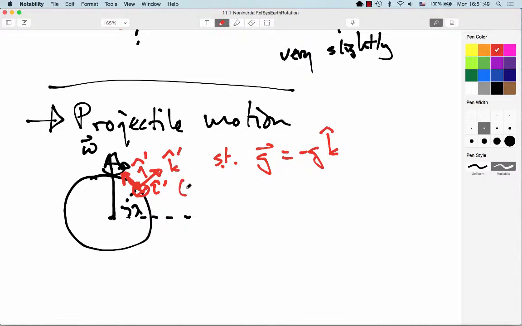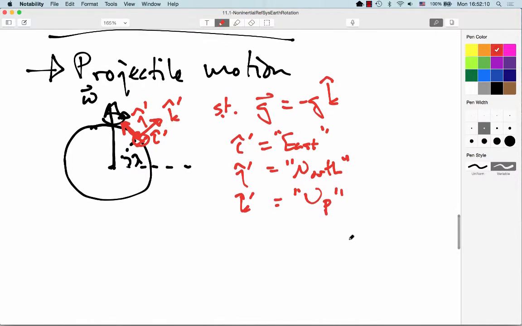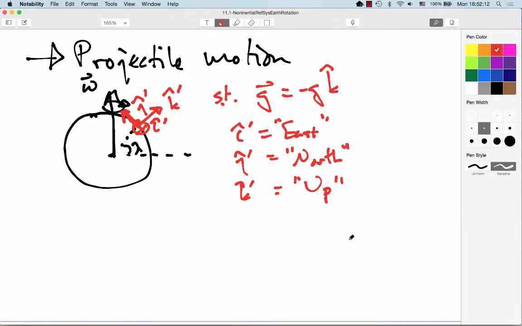So what we've tried to set up is, in local terms, i hat is east, j hat is north, and k prime points to what we locally think of as up. Like I say, if you want to throw in the plus and minus epsilons, be my guest, but it's not going to change anything very much.